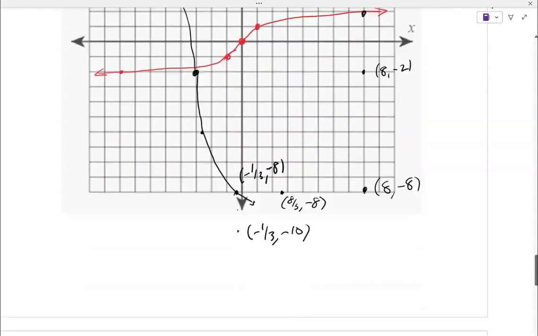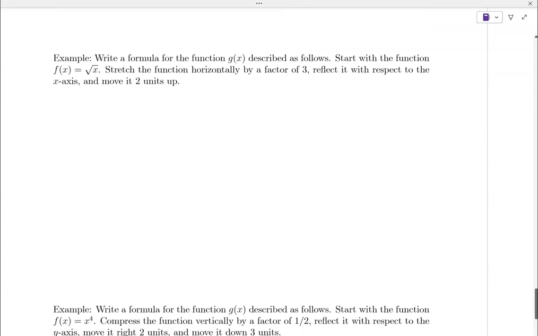Well, let's go the other way. In the problems we've done so far, it's given us a function and asks us to identify the transformations. In this particular problem, it gives you the transformations and then says write the function. So the first one says start with square root of x, stretch horizontally by a factor of 3, reflect it across the x-axis, move it up 2. Let's do the last 2 first, and then we'll worry about the horizontal piece, okay?